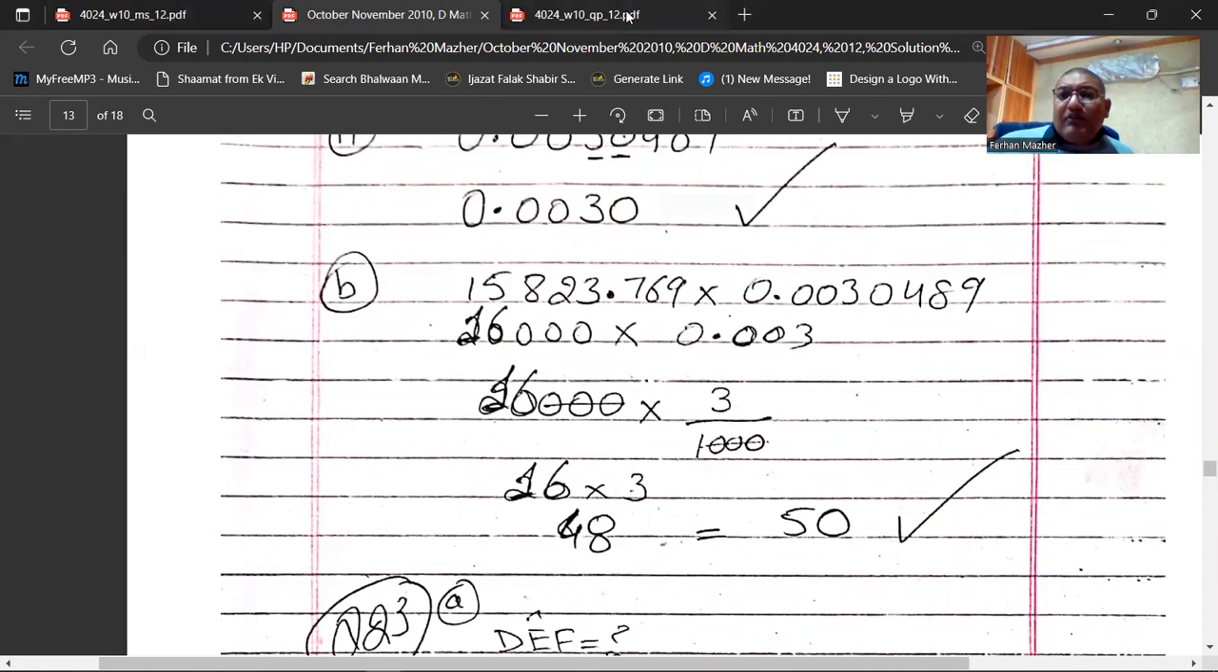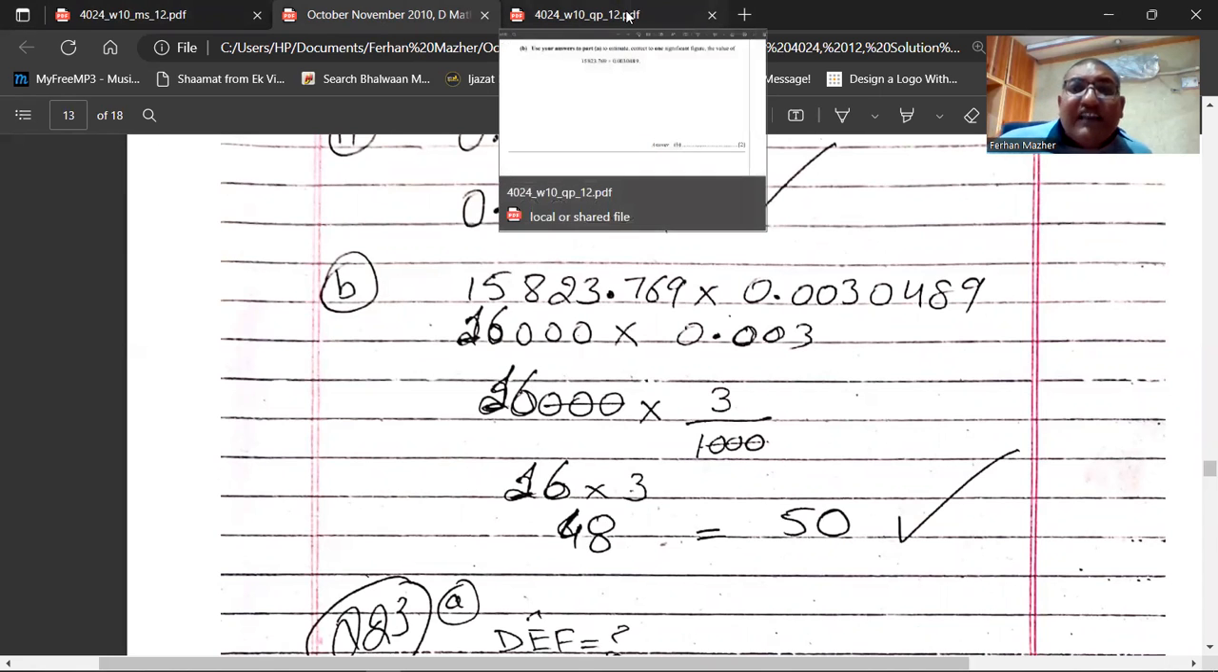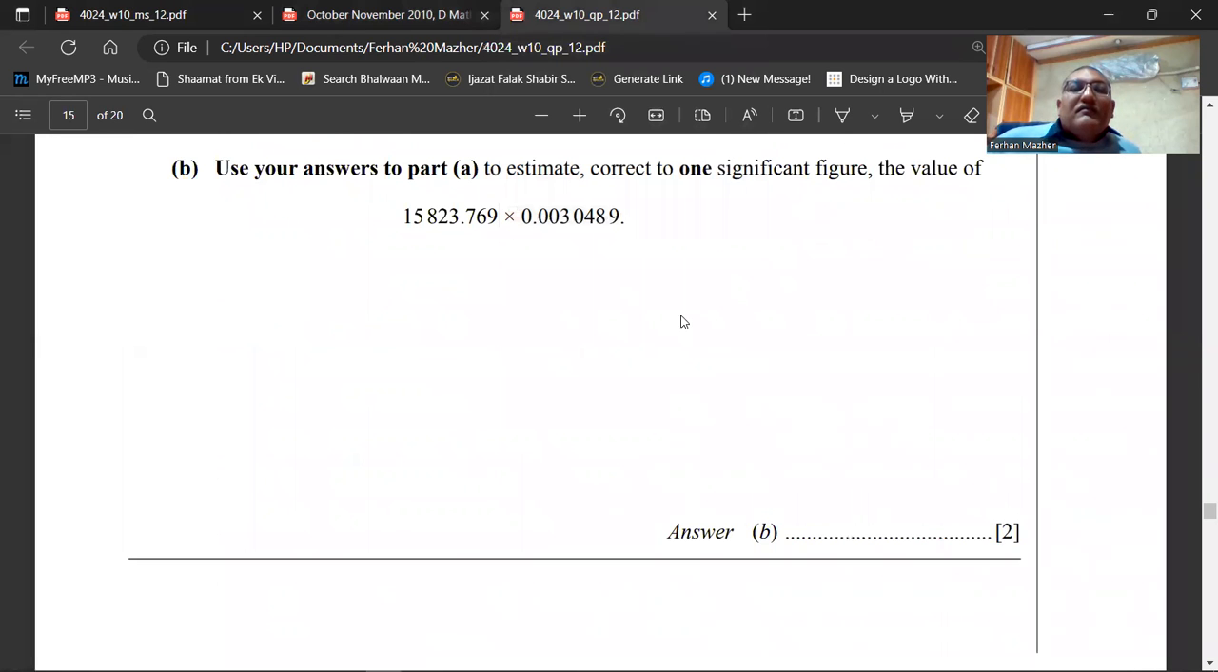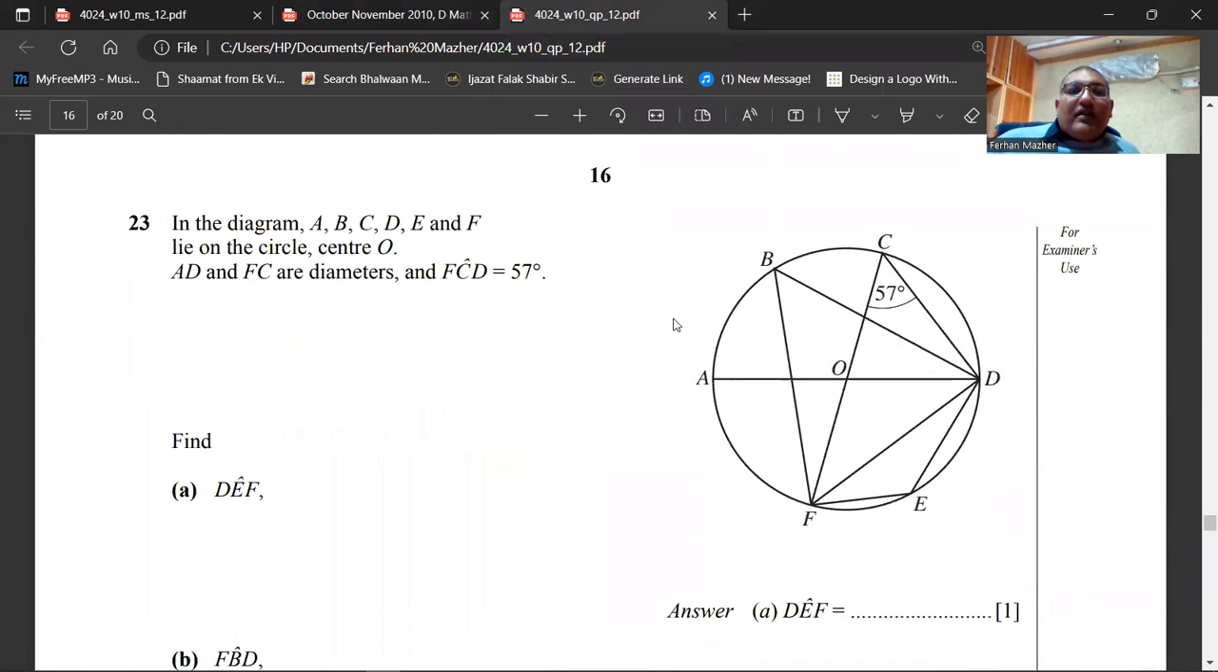I hope you understand, because we were supposed to give the answer in one significant figure. Now he says question number 23. In the diagram, A, B, C, D, E, and F lie on the circle with center O. AD and FC are the diameters, and angle FCD is 57. Their first question is angle DEF. So basically they are talking about this angle.